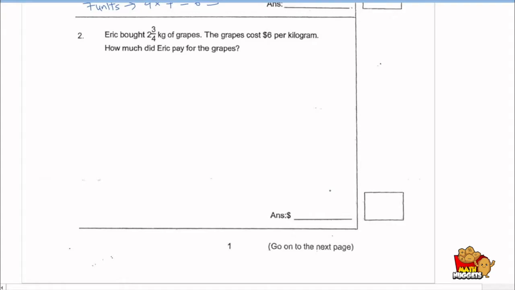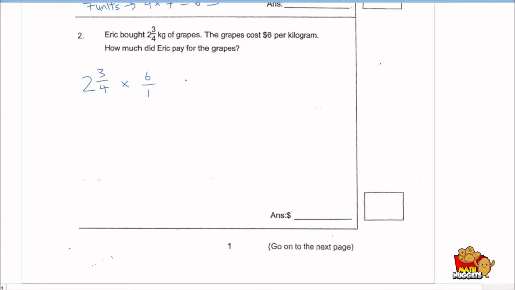Question 2. So how much did he pay for the grapes? We just need to multiply. 2 3/4 kg, and each kg costs $6. So 2 3/4 kg multiplied by $6.